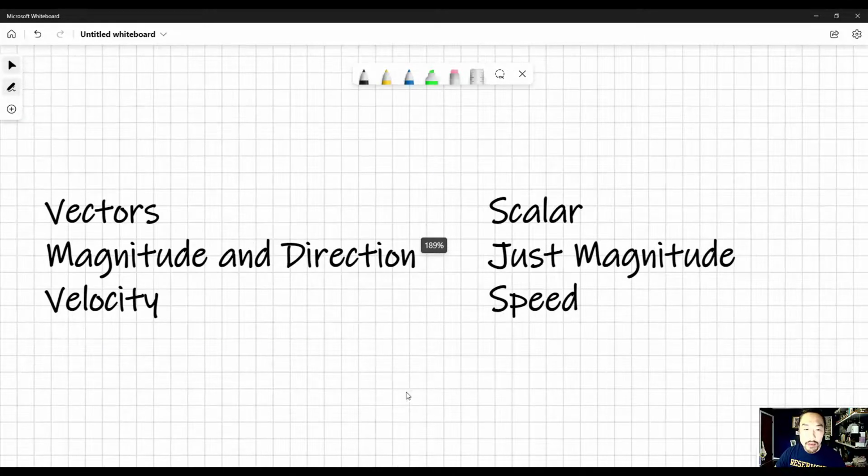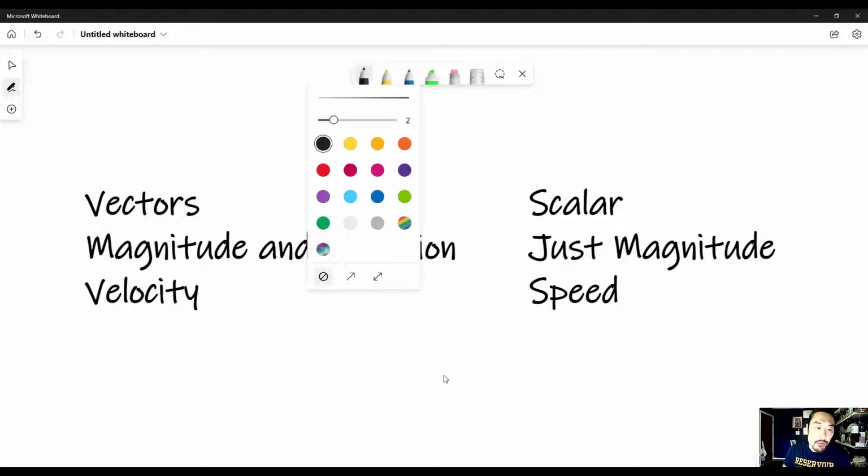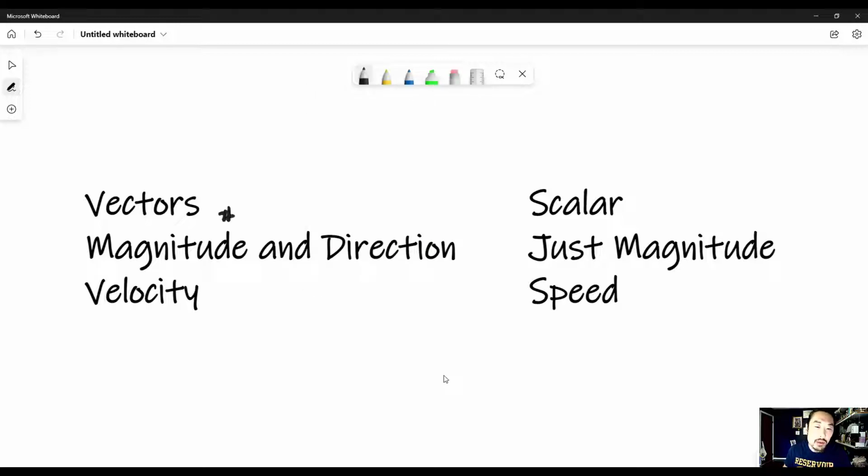Alright, so here we have two definitions. The first one is called vectors. Now, a vector is something with both magnitude and direction. So magnitude for our course is just a number, and direction can be anything like up, down, left, right, north, south, east, west. Our example here is velocity. Velocity is a variable that is a vector, because it has both magnitude and direction. Another way that I like to memorize it is velocity starts with a v, and so does vectors.